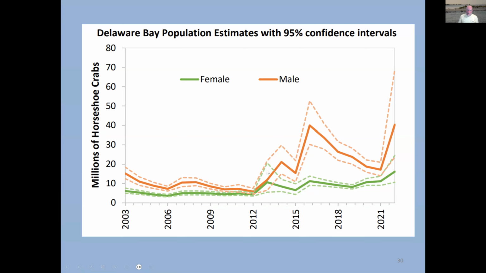The Delaware Bay population is actually doing pretty well. The last population estimate showed that there were about 16 million females. That's the green line over on the right side, and about 40 million males. So it looks fairly healthy, recovering from what it had been 10 years ago before they started putting restrictions on the bait fishery.